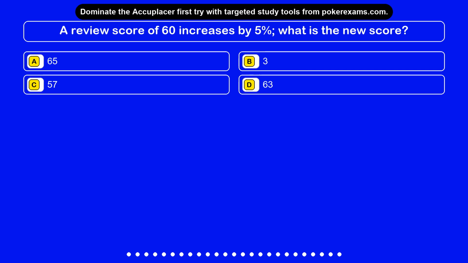Question 4. A review score of 60 increases by 5%. What is the new score? Option A, 65. Option B, 3. Option C, 57. Option D, 63.